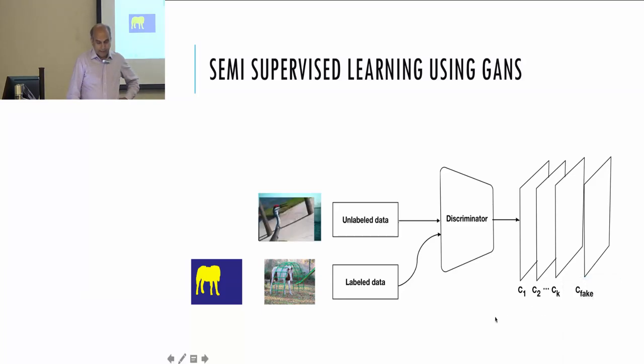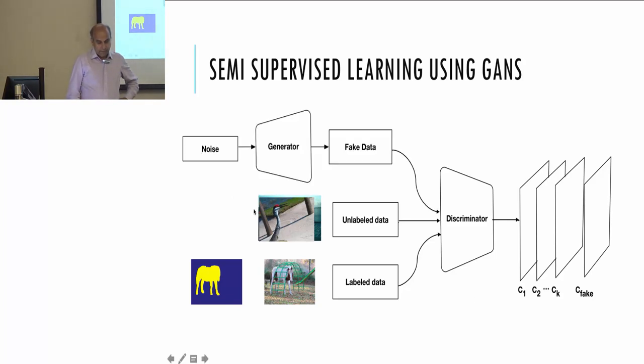This is the labeled data. Then we will have unlabeled data, which won't have a label but will be from the same distribution. Then we will have a third source of data, from the generator, whose input will be noise and which generates data. So we will use these three sources of data to learn the discriminator and generator. The details are given in that presentation.